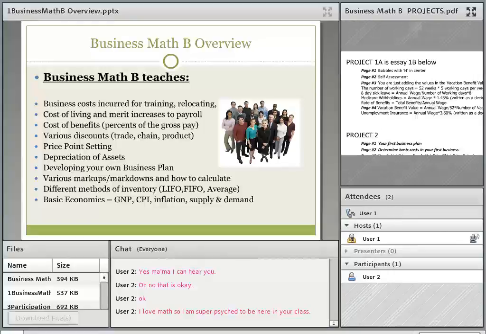So as the assets devalue over the years, there's a certain way to depreciate that off your bookkeeping. Next is developing your own business plan. This is one of my favorite things in the class in Business Math B. There are 3 projects. It's project 3B, 4B, and 5B. And it is about developing your own business. This is a very simplified model, but this is exactly how you start a business.